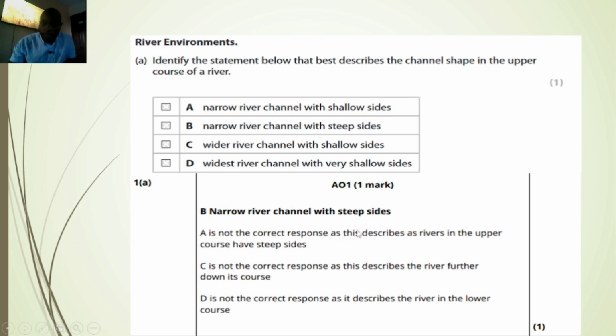A is not the correct response. This describes a river in the upper course having steep sides. C is not the correct response, as this describes the river further down its course. Then D is not the correct response, as it describes the river in the lower course.